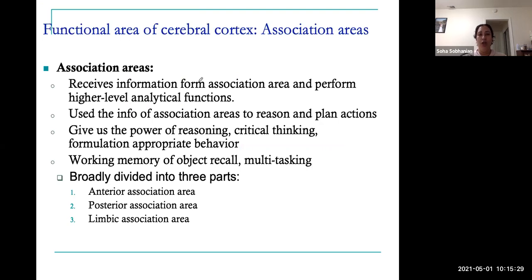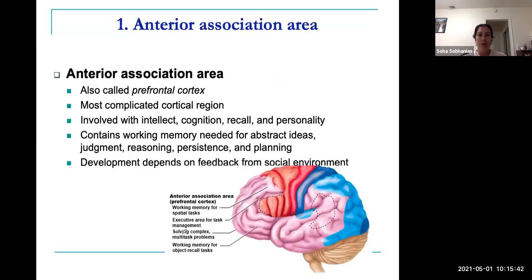Again, they are a good chunk of your cerebrum, and they are broken down into 3 parts: anterior association area, posterior association area, and limbic association area. So I'm just going to show you what they do. The anterior association area, just highlighting the area, is this section right here, this U shape or horseshoe shape. It's called the prefrontal cortex, like front of the front, basically.